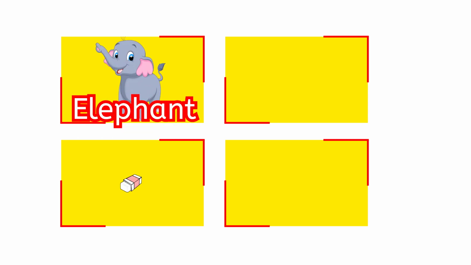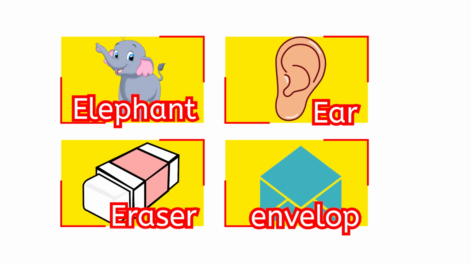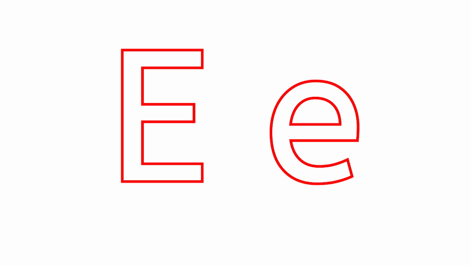Elephant, eraser, ears, envelope are some friends of E.